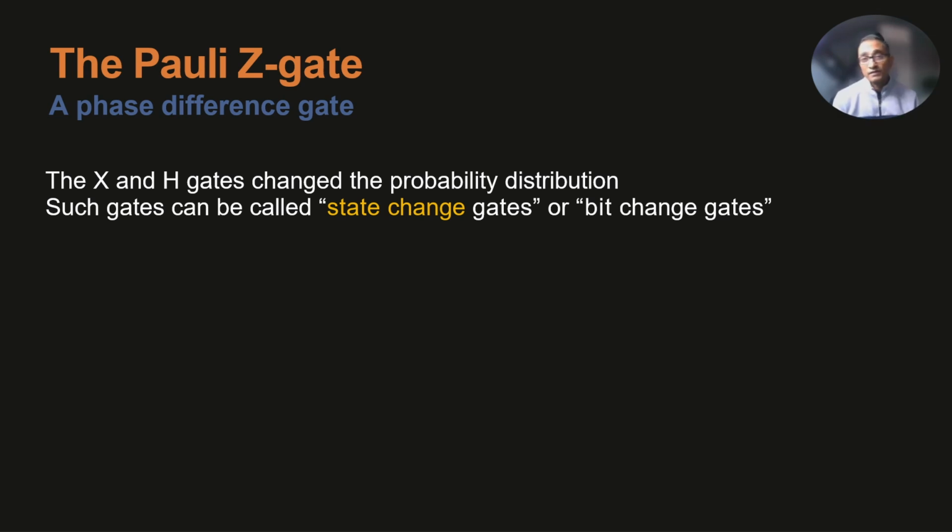Therefore, what we have seen before in terms of the X gate and the H gate, they are normally called the state change gates, because what they do is that they change the probability distribution of the component state, and then you get an output when these gates are applied on a particular input. They are also called bit change gates because, for example, the state bits are changing from 0 to 1 and 1 to 0 when you apply the X gate. So these are some of the different names.